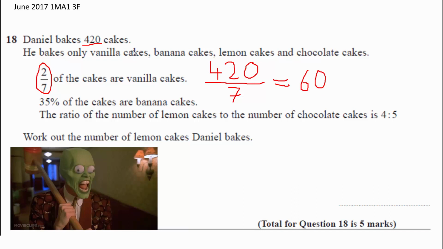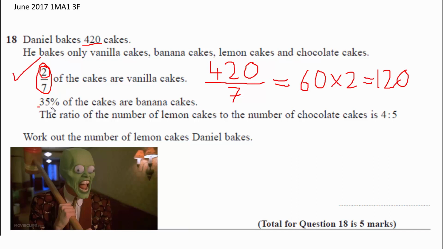But we're not looking for 1/7, we're looking for 2/7. So I'm going to multiply my 60, my 1/7, by 2, and that gives us 120 delicious vanilla cakes. So that's the first part done. Let's give that a tick.